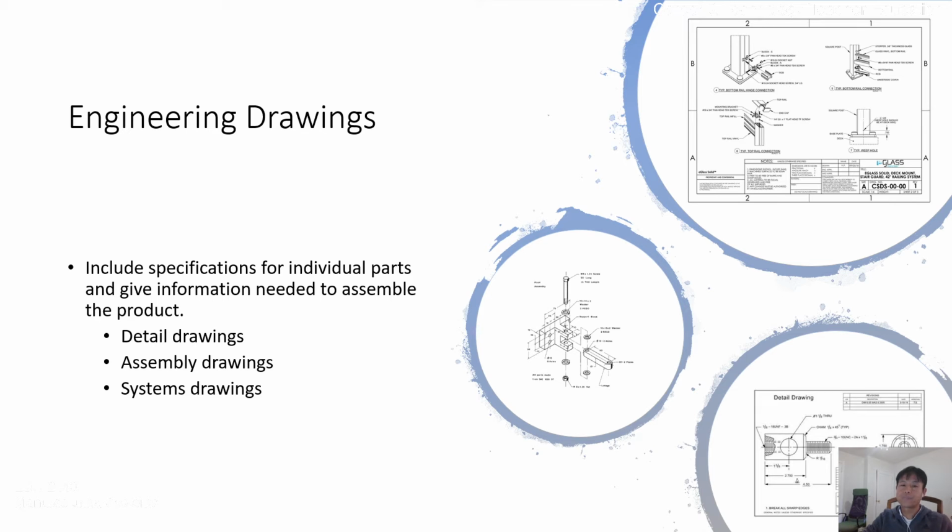Anyway, engineering drawing has many parts, and there should be a specification for individual parts. It has three drawings basically: detail drawing, assembly drawing, and system drawing. Mostly we do detail and assembly drawings, and if you work in a more complex system, we need the system drawing.